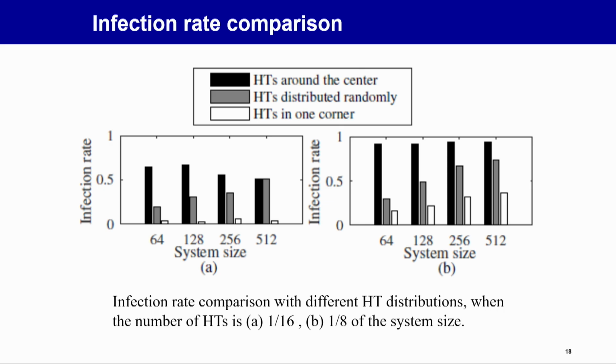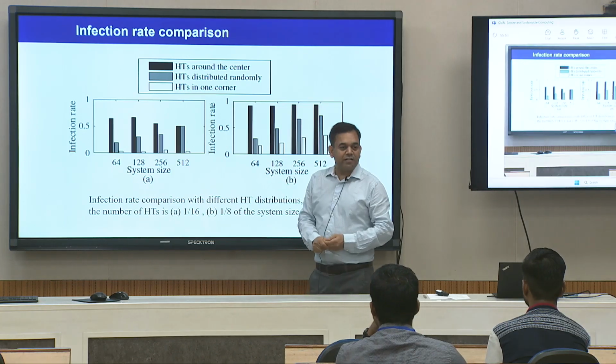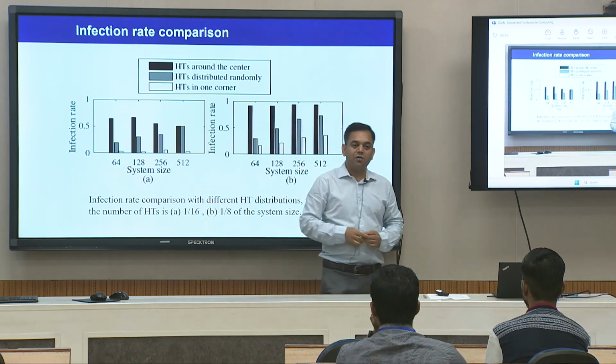Now here is a different system, to have more and more results. This A represents a case where out of 16 cores, one core is infected with hardware trojans, so 1 by 16. If it is 64 cores, that means 4 hardware trojans. If it is 128, you simply divide 128 by 16 to get that many hardware trojans. That is why this graph is more or less the same, because as the number of cores increases, the number of hardware trojans also increases.